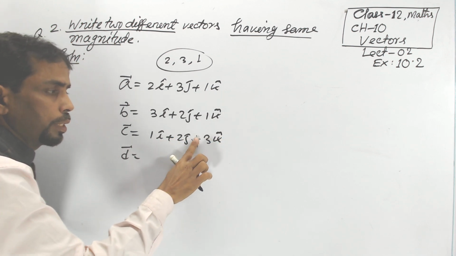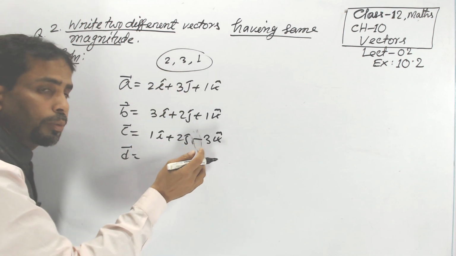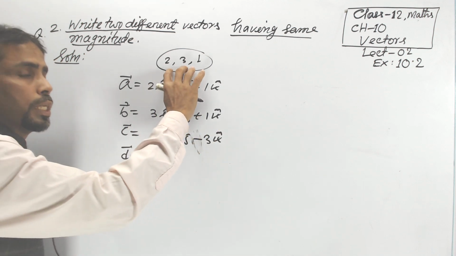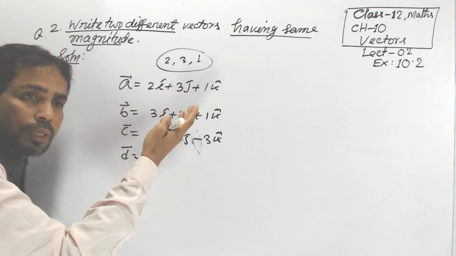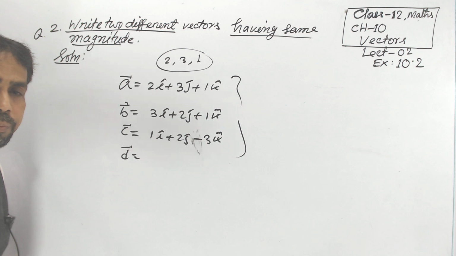Even if we take the coefficients negative, keeping the numbers the same, the magnitude will be the same. So remember, choose any three numbers, and with these three numbers as the coefficients of i, j, k, change the order, and you can write many vectors. All the vectors will have the same magnitude.